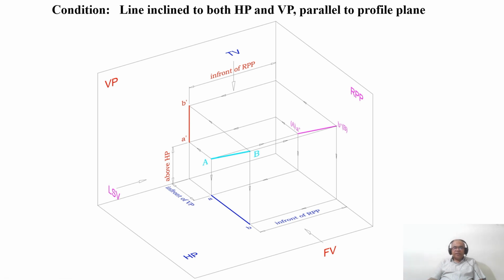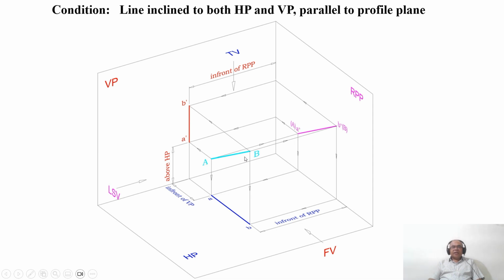And also when you look from the left side view, you can see that the line is inclined. So the line is inclined to HP. So you can see that inclination here. And so this is an apparent length, this is also an apparent length. But where am I getting the true length? The true length I am getting is in the profile plane. How do I know that you will be getting the true length in the profile plane?